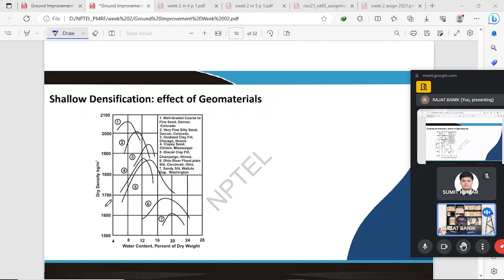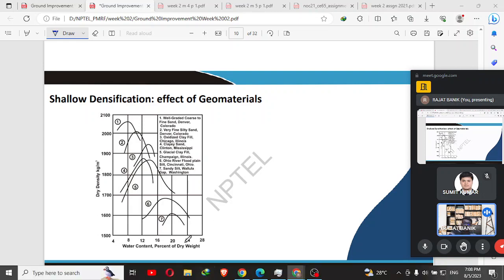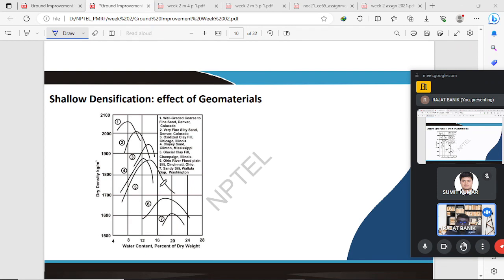And all this graph we get for different types of geometry with a similar compactive effort, that is, the same mechanical energy we used. That means for different types of geometry, like 20 blows, this also for 20 blows, like that. That means we keep the compactive effort constant and get different types of compression curve.